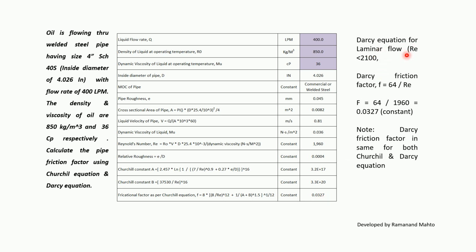Now Darcy equation for laminar flow: since Reynolds number is 1960, it is less than 2100, so it is laminar flow. So the Darcy friction factor f is equal to 64 by Reynolds number, which can be used because it is laminar. Here small f, it is wrongly written capital F, it should be small f, is equal to 64 upon 1960, which is coming at 0.0327, which is exactly the same. Note, the Darcy friction factor is the same for both Churchill and Darcy equation for laminar flow.